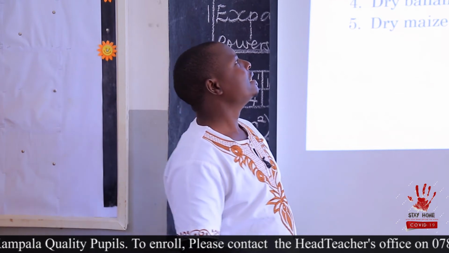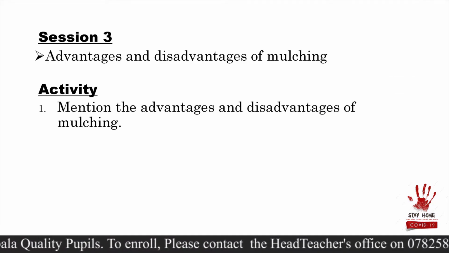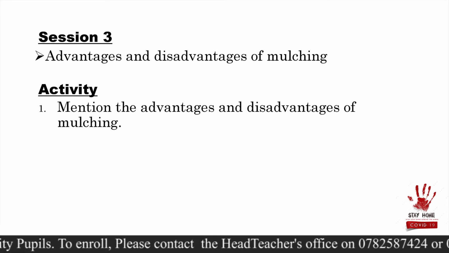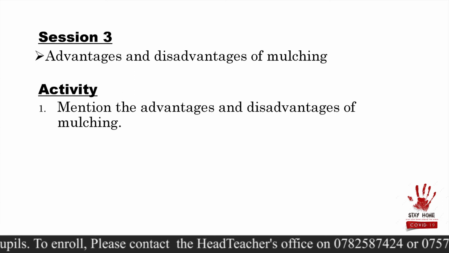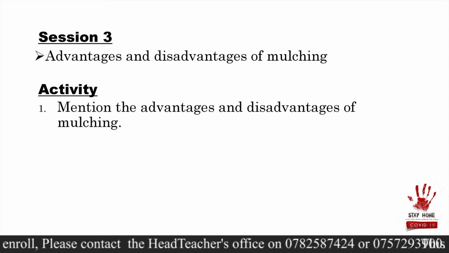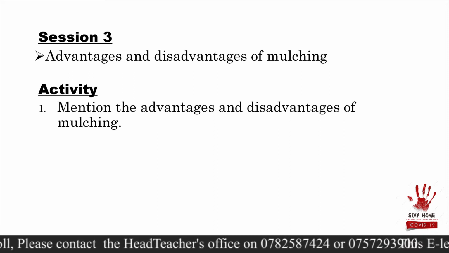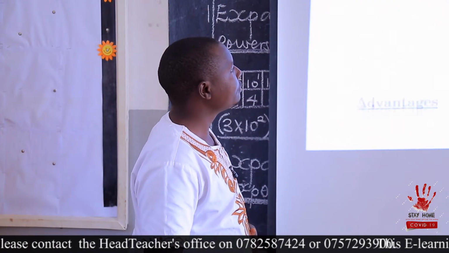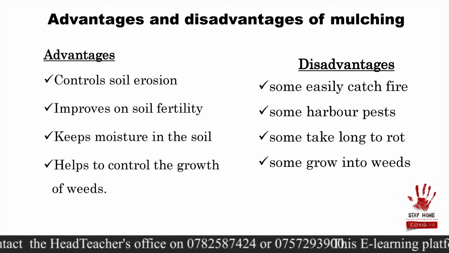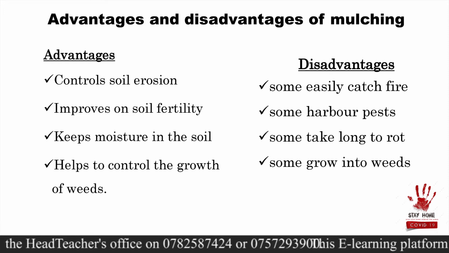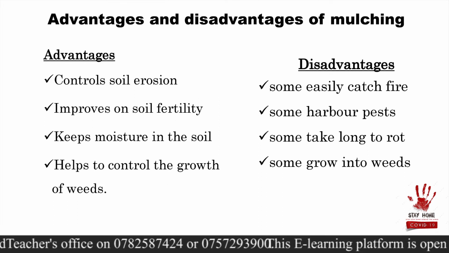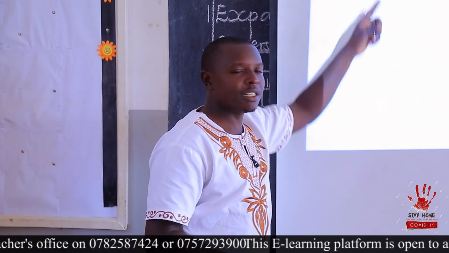Let's look at the importance or the advantages of mulching. What are those advantages of mulching? Why do farmers carry out mulching? And our activity says, mention the advantages and disadvantages of mulching. We are going to look at advantages. One, it controls soil erosion. Now, how do mulches control soil erosion?